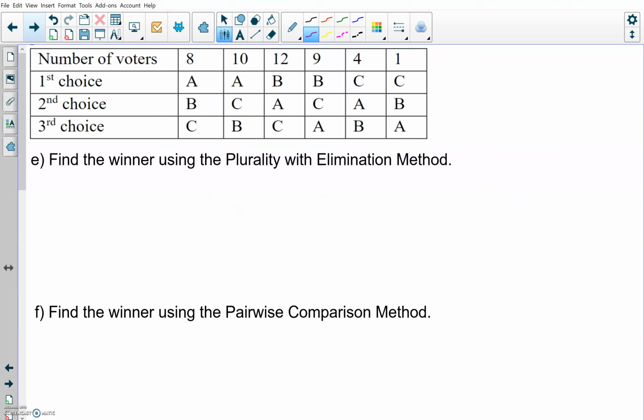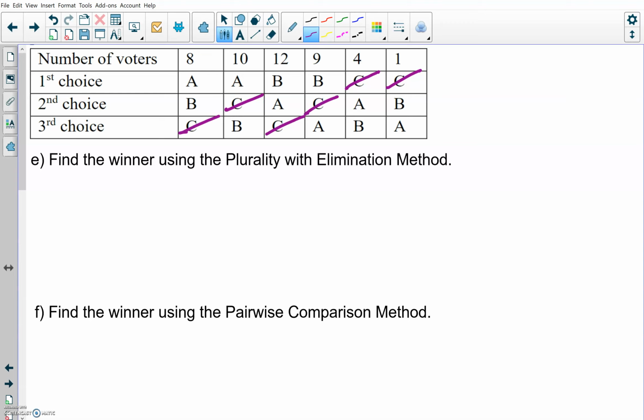All right, and then we're moving into the plurality with elimination. So I just recopied the chart, make it a little easier. Plurality with elimination, we look at the number of first place votes, and whoever has the least amount gets kicked out. Well, C only had 5 first place votes, so we basically just eliminate C completely from the table.